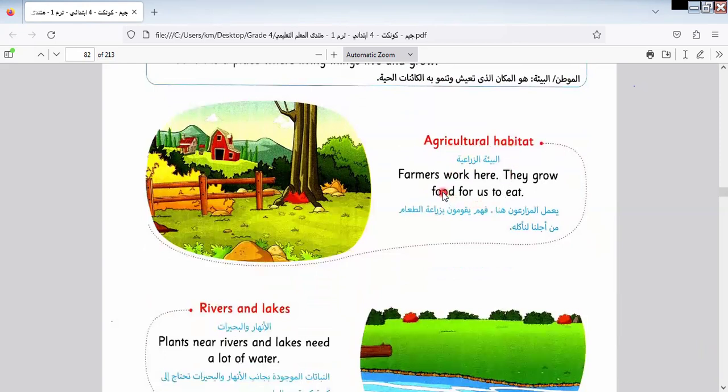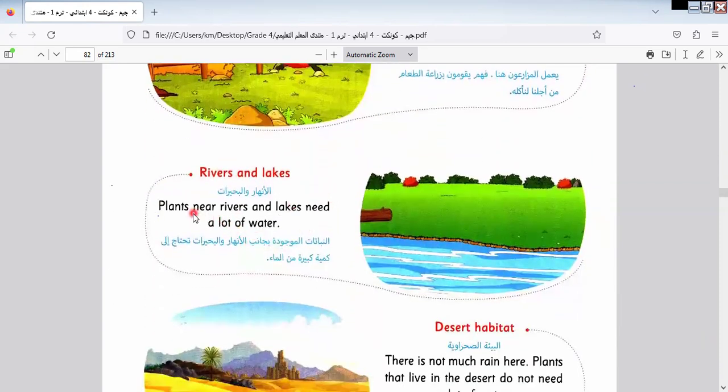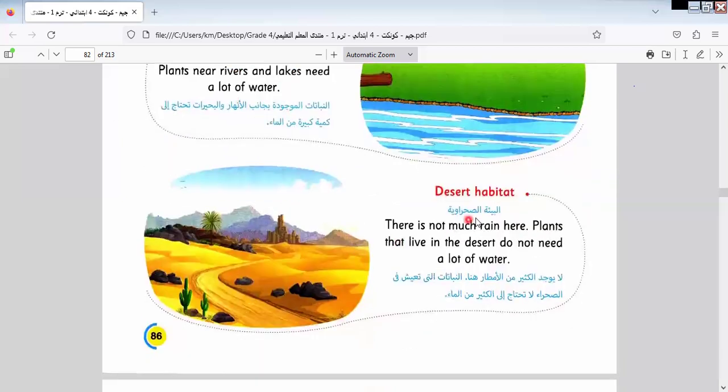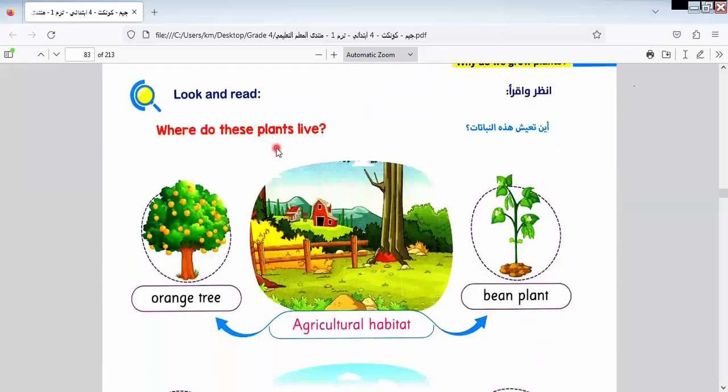Agriculture habitat. Farmers work here. They grow food for us to eat. Rivers and lakes. Plants near rivers and lakes need what? Need a lot of water. So this is an important thing that we must know here. Plants near lakes and rivers need a lot of water. Desert habitat. If we have plants in the desert habitat, do they need a lot of water? No, they don't need a lot of water. Let's continue the rest of the lesson.